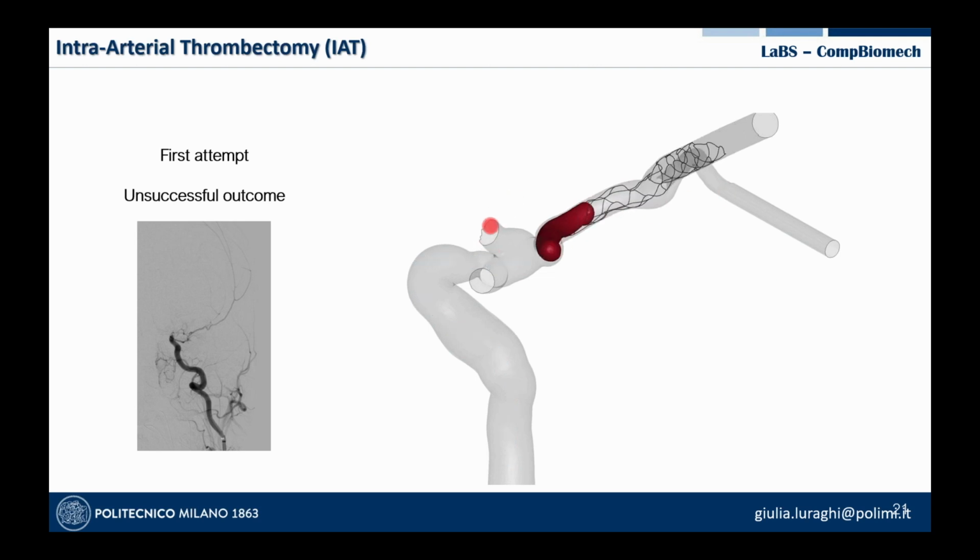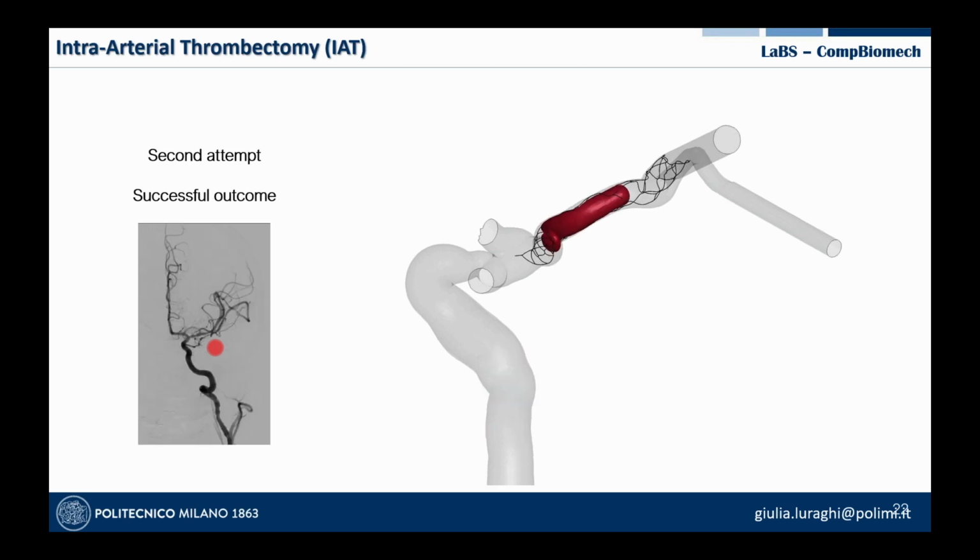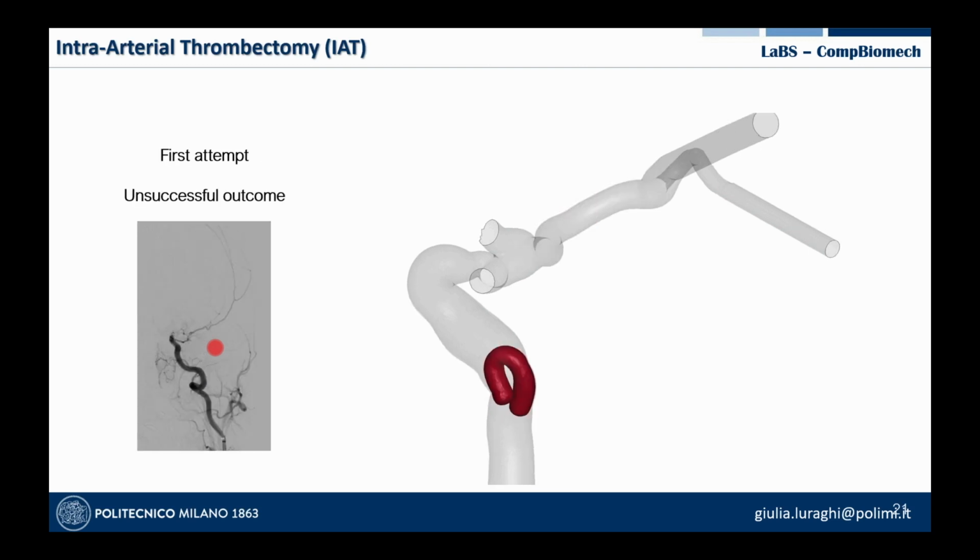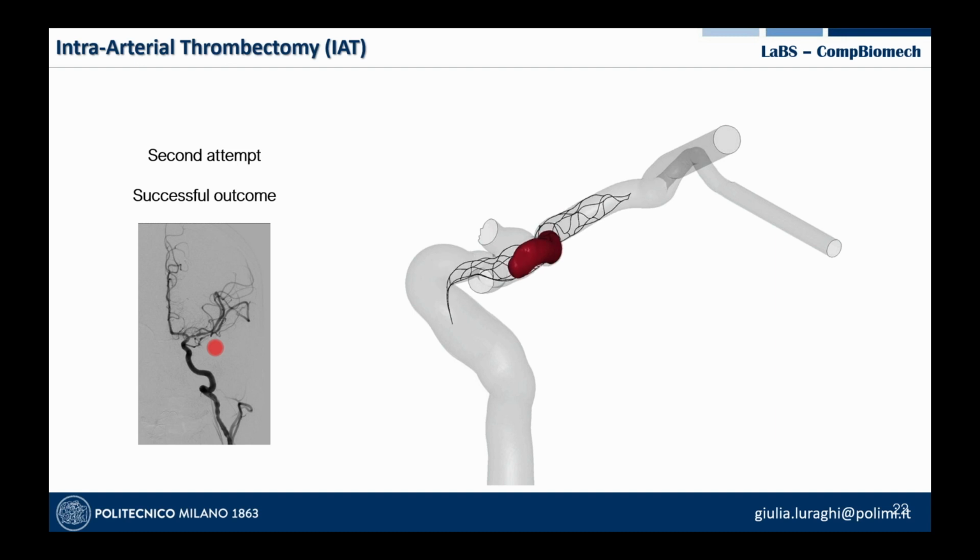You can see that we deleted the branches that we don't need in the simulation. The clot tried to escape, but it was missed here in the internal carotid artery. And then from the angio, we can see that the clot went back exactly to the same original location. We think this is because the blood flow was restored between the two attempts, because during this thrombectomy there was a balloon that prevented the blood flow from going through the clot. And these are the results of the second attempt, with a positive outcome.